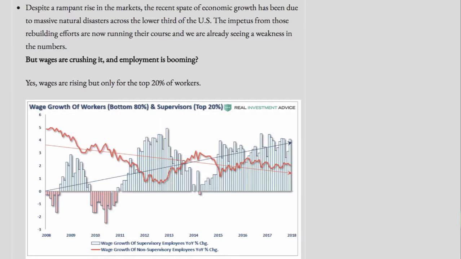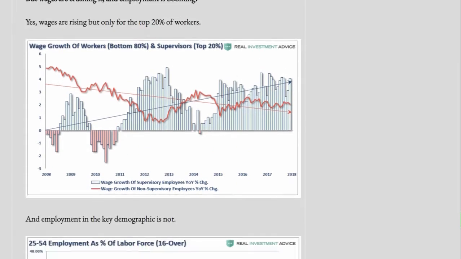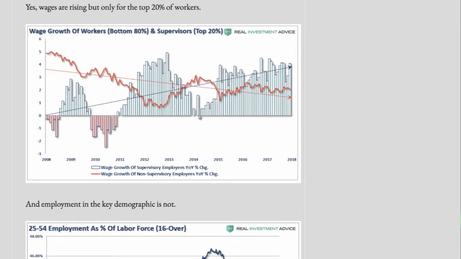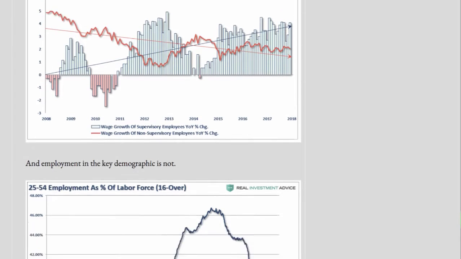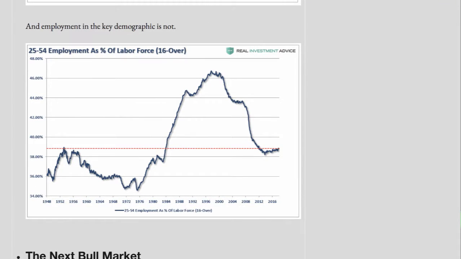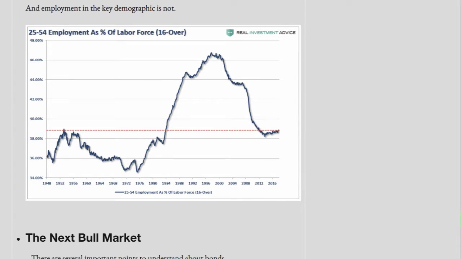The impetus from those rebuilding efforts is now running its course, and we are already seeing a weakness in the numbers. But wages are crushing it, and employment is booming. Yes, wages are rising, but only for the top 20% of workers. And unemployment in the key demographic is not.